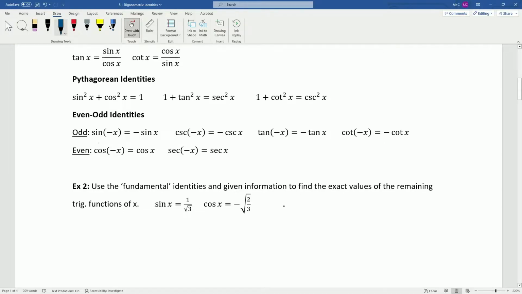So, for example, I know that cosecant of x is 1 over sine of x. So this is going to be 1 over the square root of 3. Division by a fraction is multiplication by the reciprocal. So this is just the square root of 3.